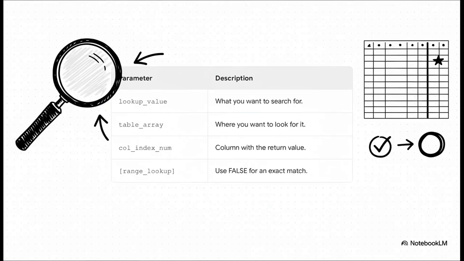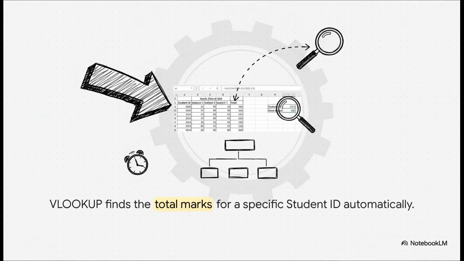Now, I know, the formula might look a little intimidating at first glance, but it's really just asking 4 simple questions. What are you looking for? Where should I look for it? Which column has the answer you need? And hey, do you need an exact match? So in practice, this is amazing. It means you can just type in a student ID and VLOOKUP instantly pulls up their total marks from the main table. No more scrolling and searching. It saves so much time.